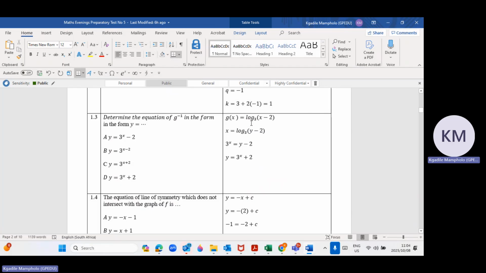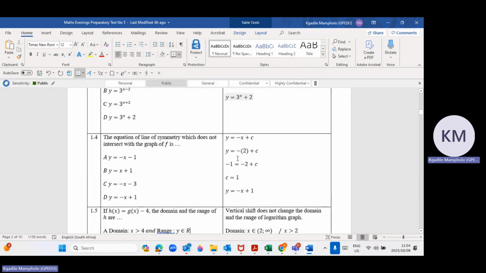So you interchange x and y. From there, you change the log form to exponential form. Then you make y the subject of the formula.